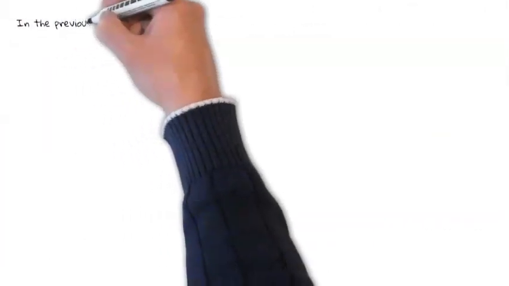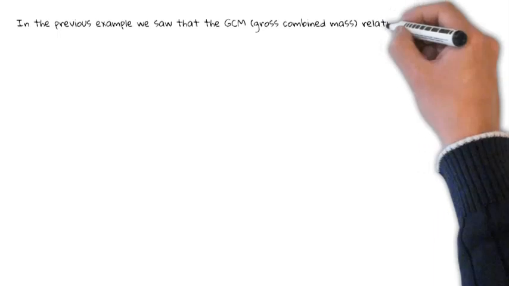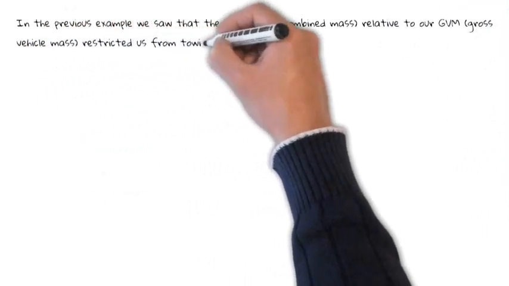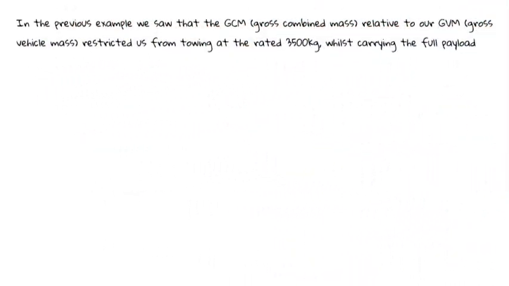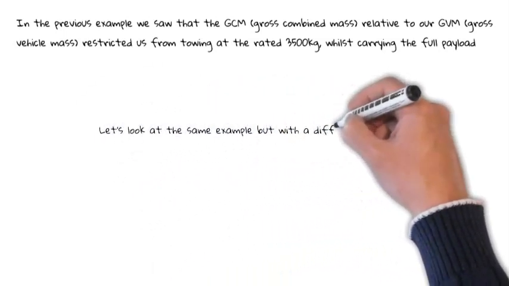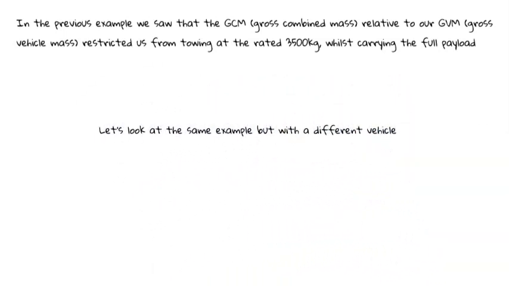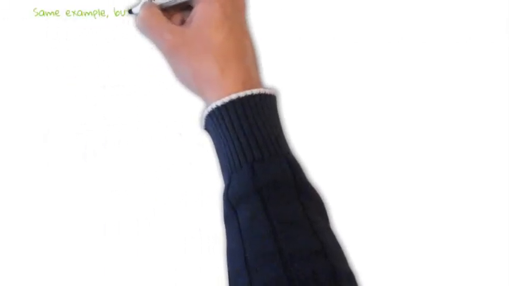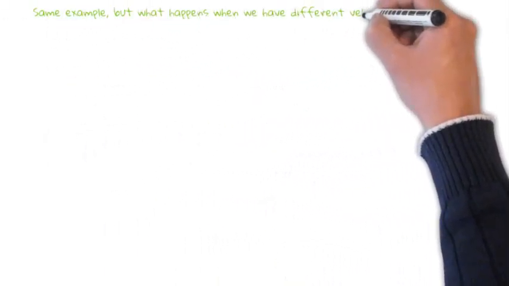In the previous example, we saw that the gross combined mass relative to our gross vehicle mass restricted us from towing at the rated 3.5 tons whilst carrying the full payload. Let's look at the same example, but with a different vehicle. This is the same example, but what happens when we have different vehicle specifications?